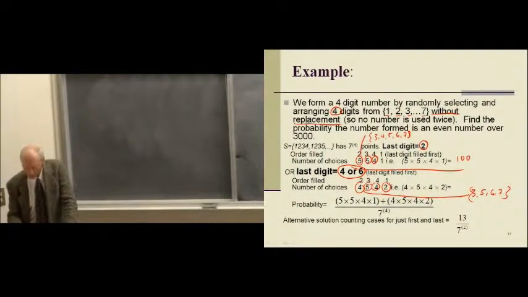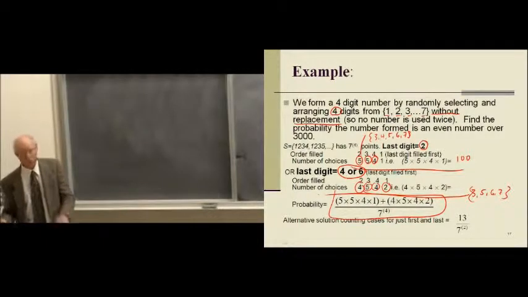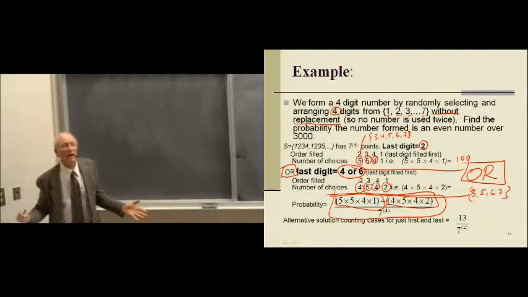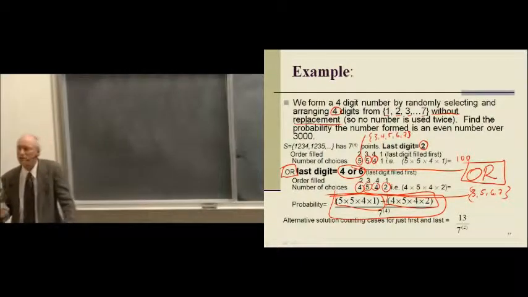So I'll add up those 2 different possibilities. Why? Because of the use of the word or. I should have put it in here. I did put it in here, but it's not big enough. Because I used the word or between these two choices, I added the number of possibilities in the first case to the number of possibilities in the second case, and divided by the total number of ways of filling up those 4 spaces with 7 digits without replacement, which is 7 times 6 times 5 times 4.